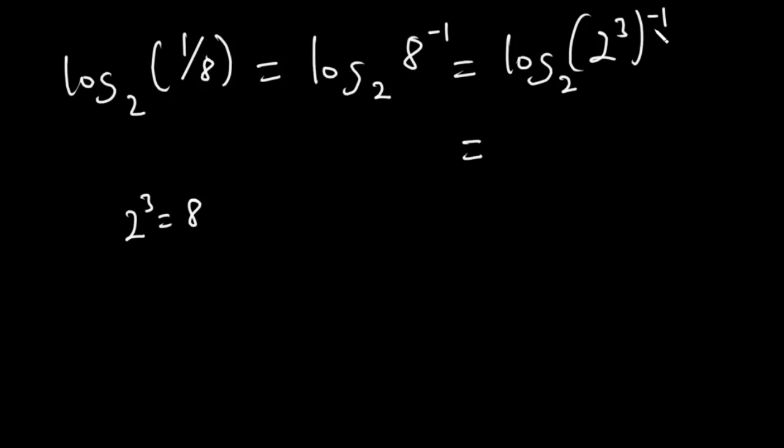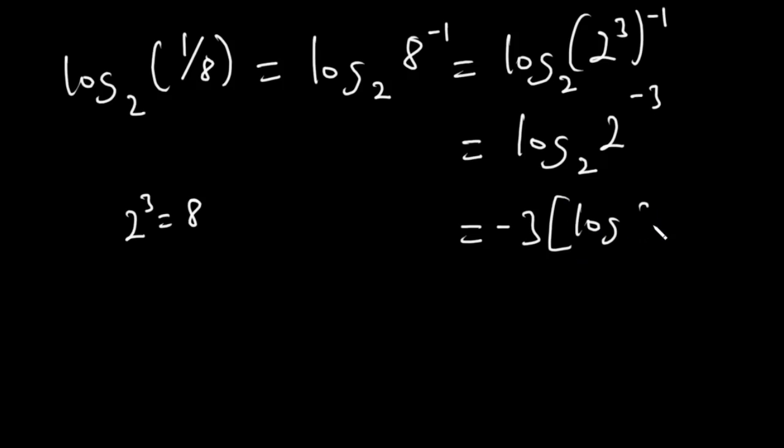So the 3 is going to multiply negative 1, so that we have log 2 exponent negative 3 base 2. So we are going to transfer negative 3 behind the log, and then we have negative 3 into brackets log 2 base 2. And then we have negative 3 times 1, which is equal to negative 3.